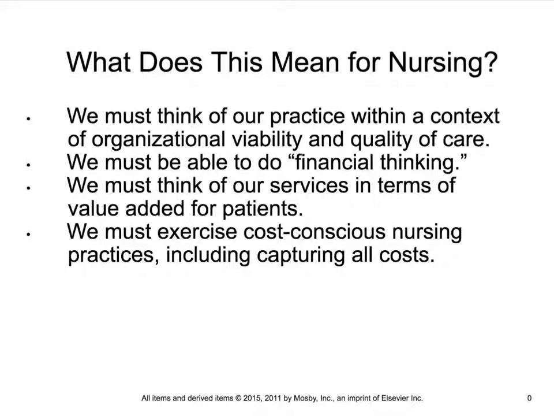So we have to think of our practice as an organization that has viable and quality care. We must be able to think about finances because it will affect us. It'll affect our institution. What if our institution closes down because they end up losing money instead of making money that keeps it running? We have to think about our services and our patients. No matter what socioeconomic situation they're in, or whatever kind of plans they have, they still deserve to be treated and have our services.